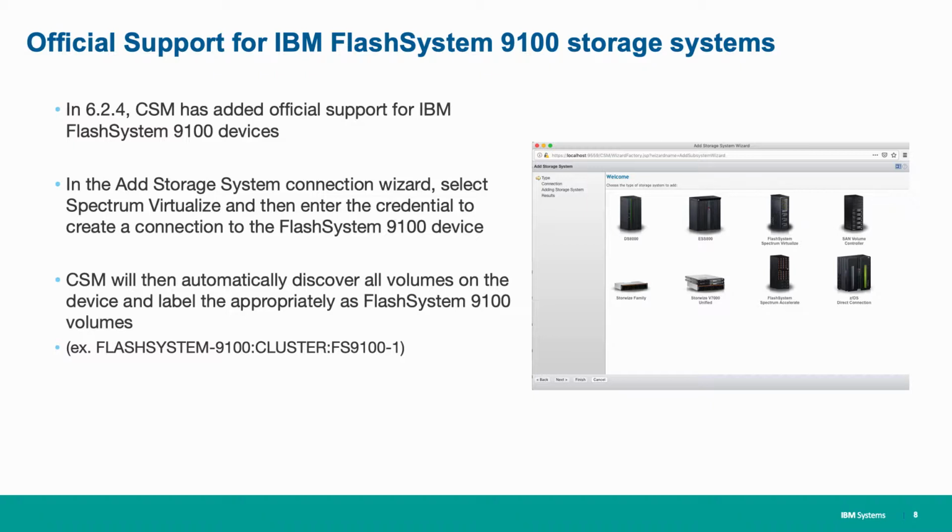So all you do is you run the add storage system wizard. You go to the FlashSystem Spectrum Virtualize icon, click on that, add the credentials, and we'll connect, start discovering all the volumes, etc., and display it as a FlashSystem 9100.